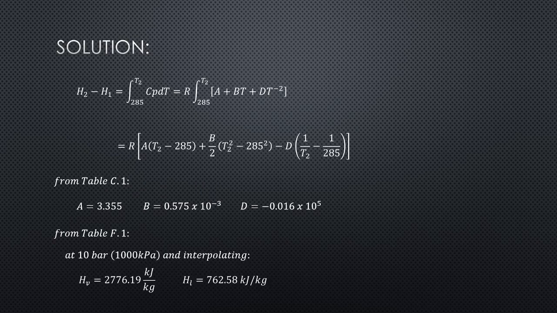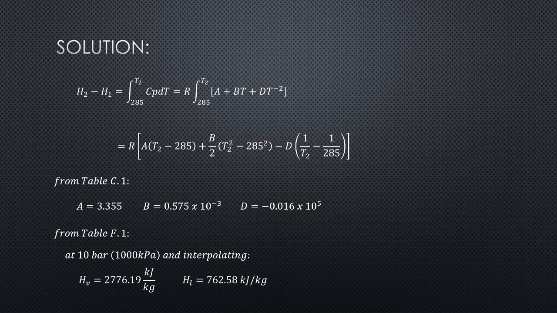So for the change of enthalpy of the airstream, we have H2 minus H1 is equal to the integral of Cp dT from 285 Kelvin to a certain temperature. But we also know that the heat capacity Cp is just equal to A plus BT plus DT to the negative 2 times R. And then its constants can be obtained from table C.1 from the book. And then when integrating, we get this equation here.